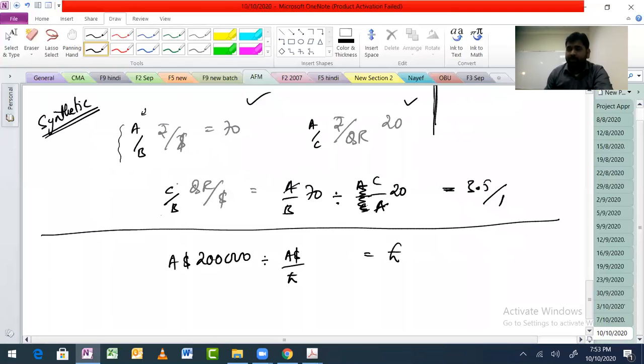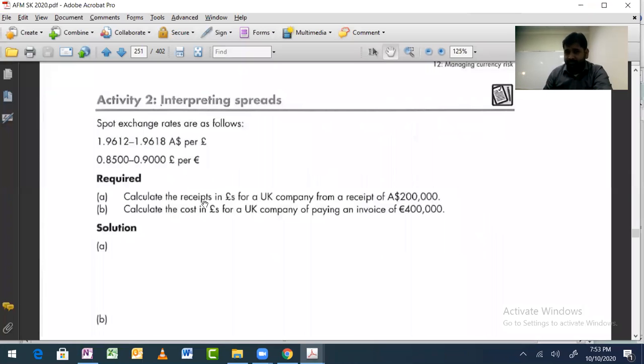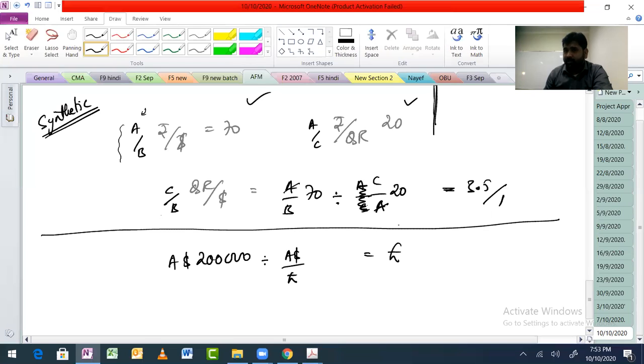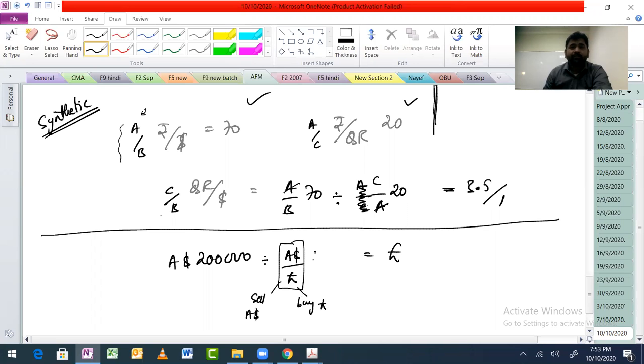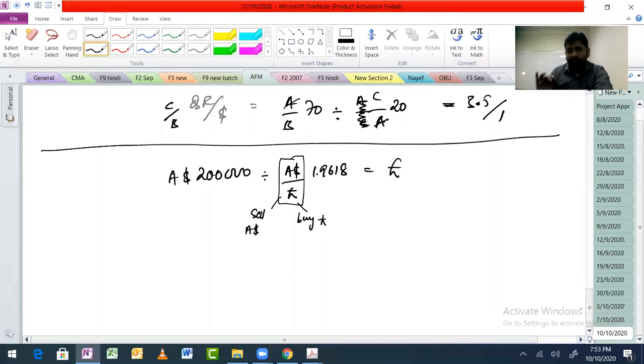For that, we'll talk a little bit. You are a UK company and you are going to receive Australian dollars. So what do you want to do? You want to sell. Now in this market, you want to sell Australian dollar, which you can't. So you will say, I want to buy pounds. And for buy, what is the bad rate? The bigger one is the bad rate, meaning 1.9618. You do the maths, whatever you get is fine.